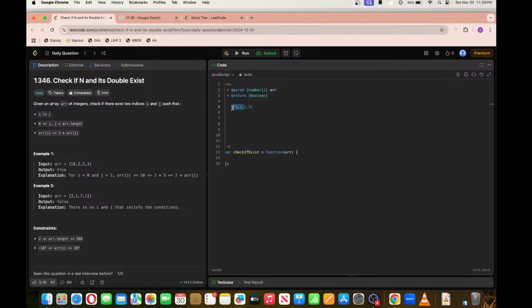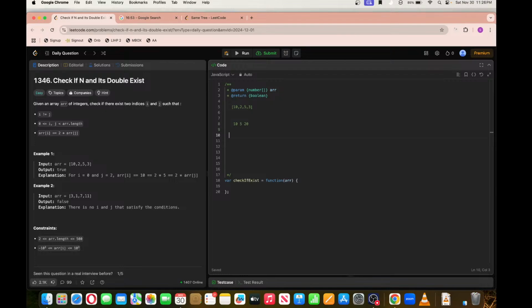So for all the existing numbers, I need to check. But if it is an odd number, then I don't even need to check half. Yeah, so for every number, if it is like 10 and 5, then I know that I've already seen 10, right? And then if I see 5 somewhere, then it should be true. But what if I see 20 somewhere?